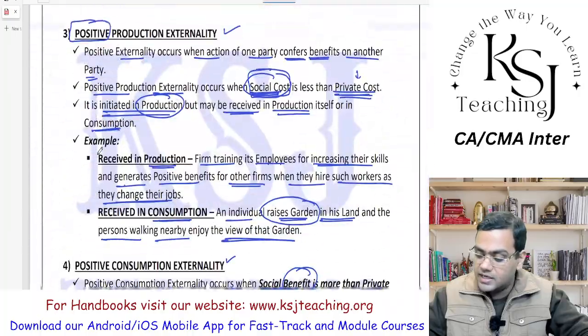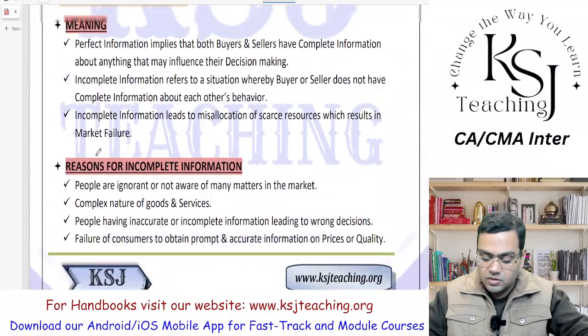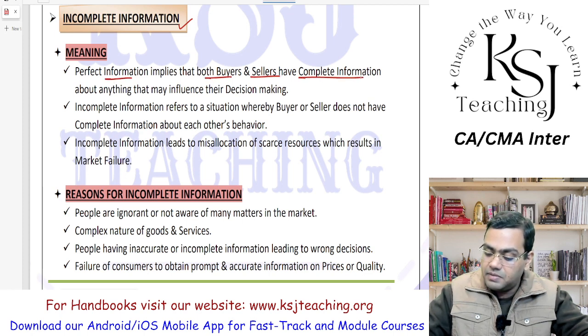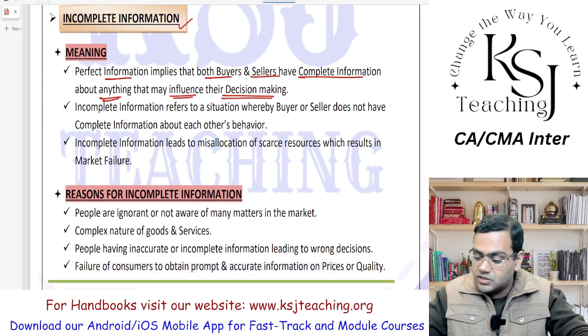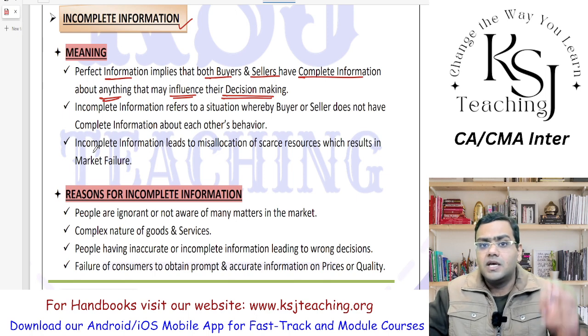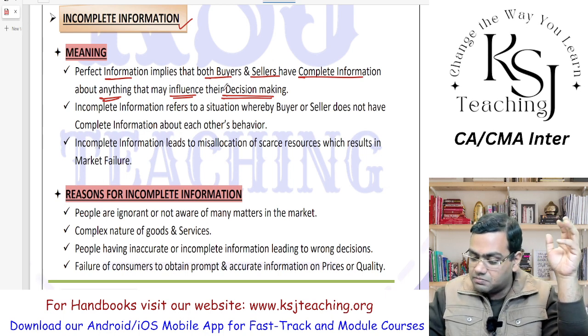Now what is this incomplete information which is leading to market failure? We need to look at that. Perfect information implies that both the buyers and sellers have complete information about anything that may influence their decision making. So what is perfect information? Perfect information is where the buyers and the sellers have the complete information. That means the buyers know what the sellers want and the sellers know what the buyers want. As simple as that.